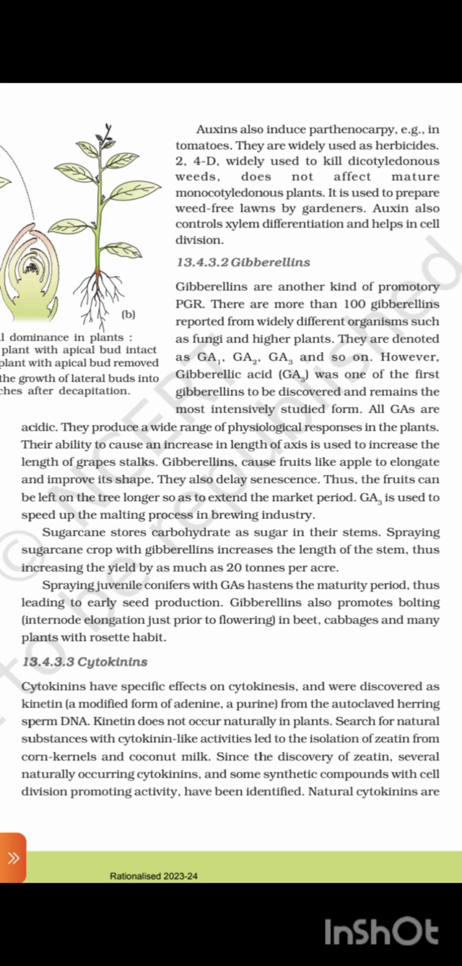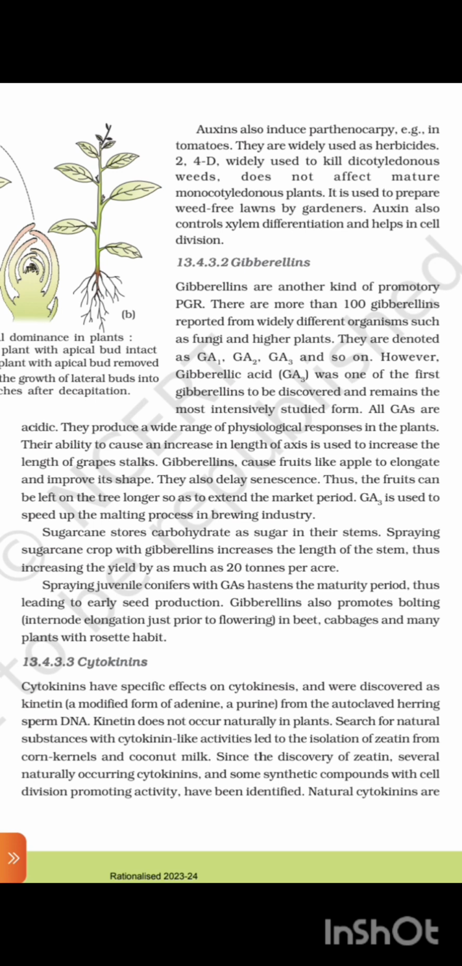Their ability to cause an increase in length of axis is used to increase the length of grape stalks. Gibberellins cause fruits like apple to elongate and improve their shape. They also delay senescence, thus the fruit can be left on the tree longer so as to extend the market period. GA3 is used to speed up the malting process in the brewing industry. Sugarcane stores carbohydrate as sugar in its stem. Spraying sugarcane crop with gibberellin increases the length of the stem, thus increasing the yield by as much as 20 tons per acre.